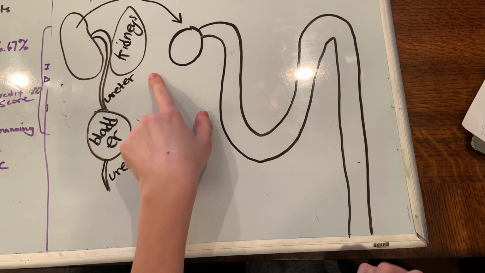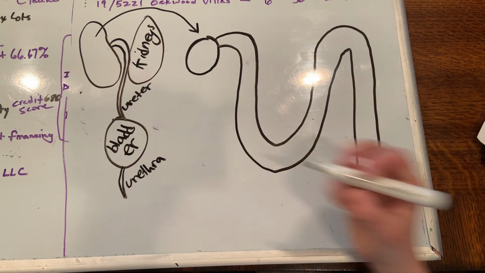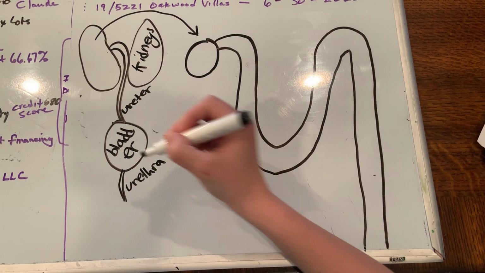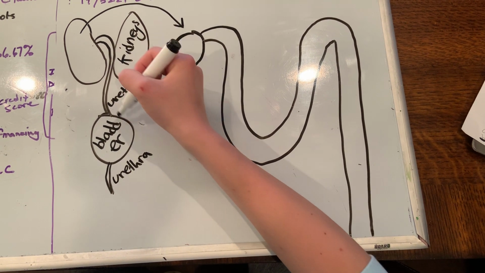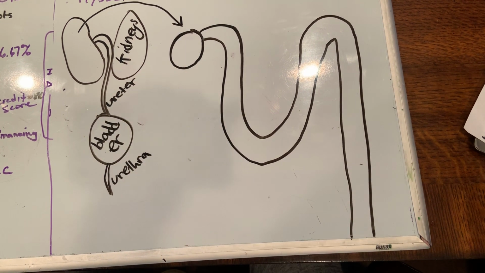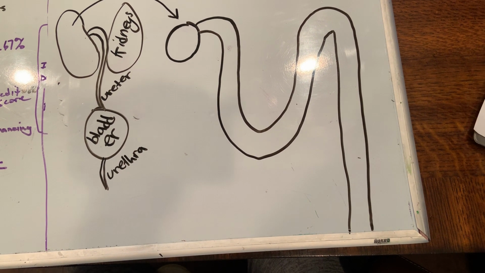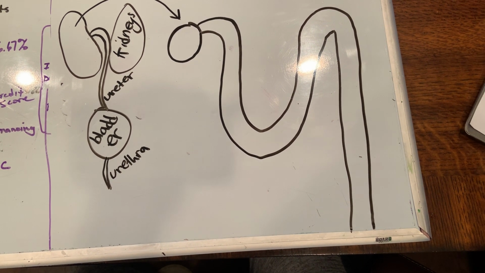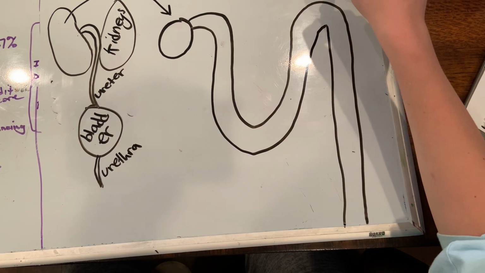We have the kidneys, and then we have a ureter that leads down to the bladder. And the bladder holds urine that the kidneys put through the ureter. So bladder will hold the urine, and then your urine will go out your urethra. All right. And so within the kidneys, we have a nephron.